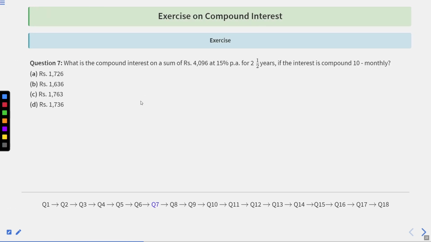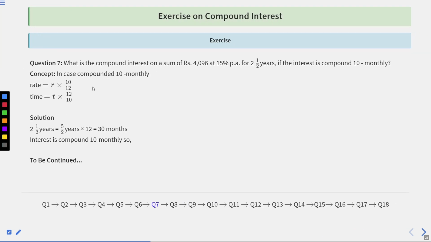Question number 7. What is the compound interest on sum of rupees 4,096 at 15% per annum for 2.5 years if the interest is compounded 10 monthly? The concept, in case of compounded 10 monthly, the rate will be equal to R into 10 upon 12 and the time is going to be 12 upon 10 into T.